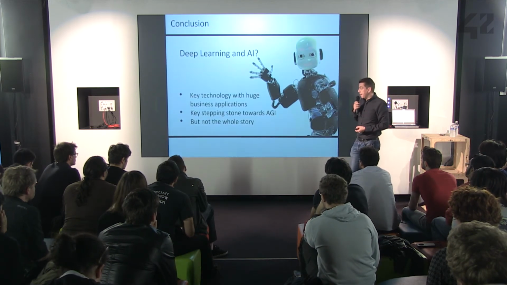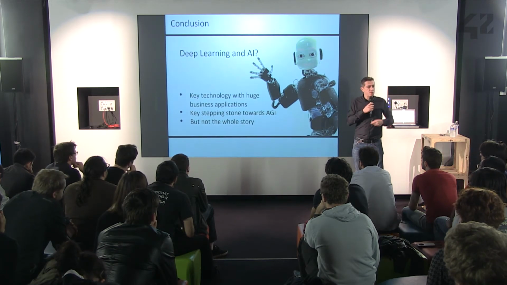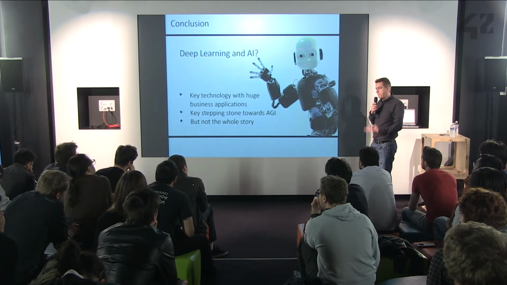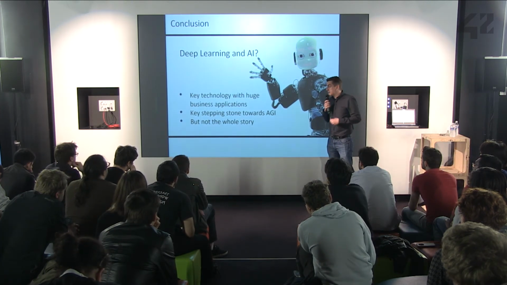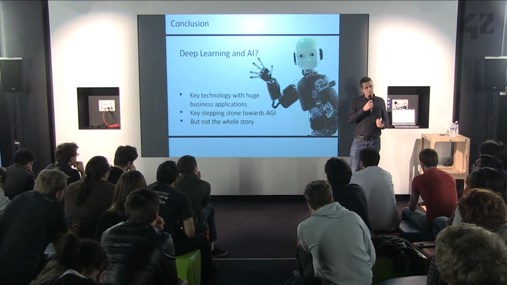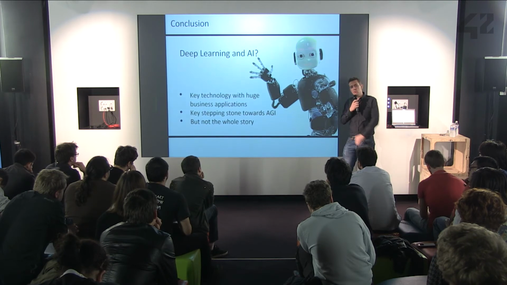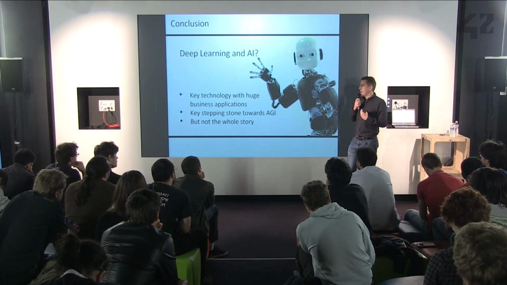So deep learning and AI, key technology with huge business application, is going to change our lives. It's going to have a big impact. It's worth investing in it. It's a key stepping stone towards AGI, because we need these tools to be able to tackle the huge dimensionality of the signals that the robot is getting. But it's not the whole story.